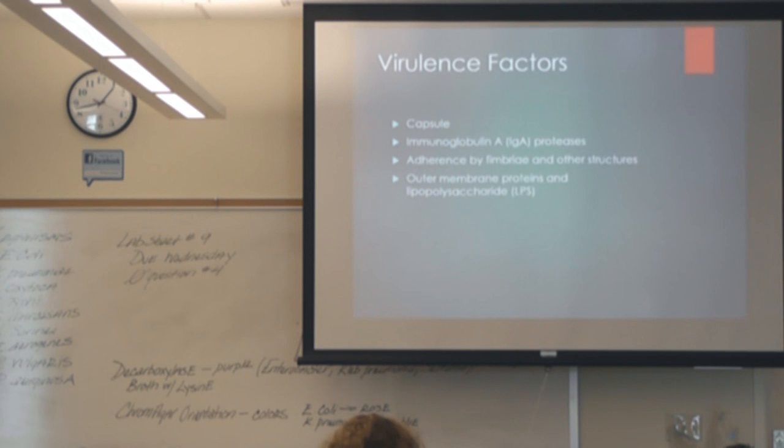Okay, virulence factors. The capsule, number 1, would probably be the most significant. IgA proteases. Adherence, so we have fimbriae and other structures for adherence, and of course you have the LPS, which will have a paralyzing effect on the respiratory epithelium. Okay, so those are your virulence factors.